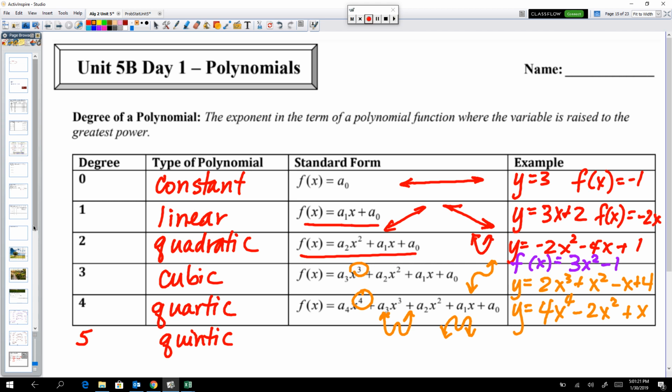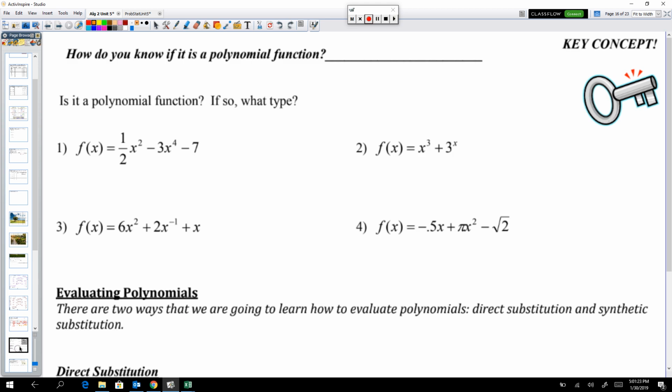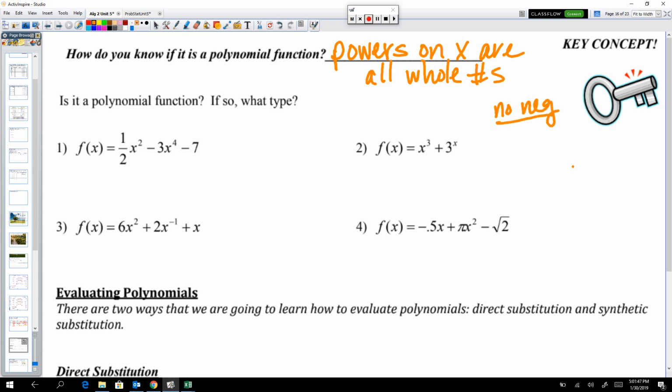Okay, all right, so let's move forward and take a look at how do I know if I'm looking at a polynomial function. You're looking at a polynomial function if the powers on x are all whole numbers. That's how you can tell. So no negative powers, and no variable powers.